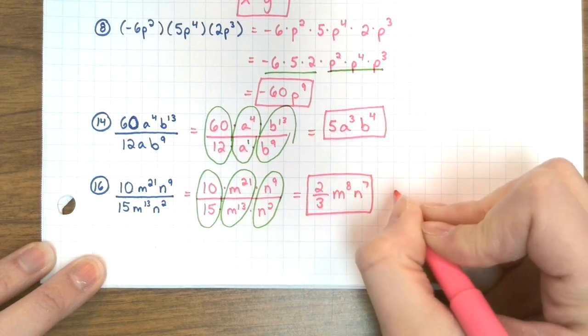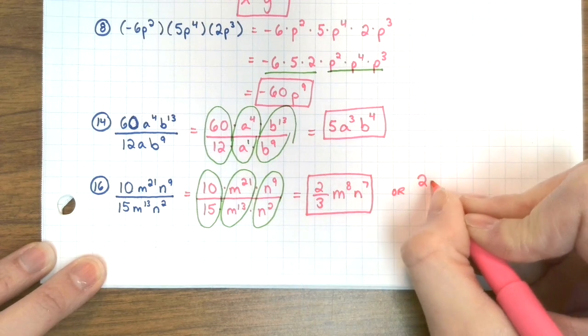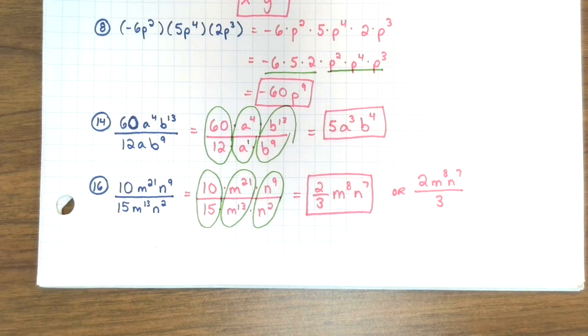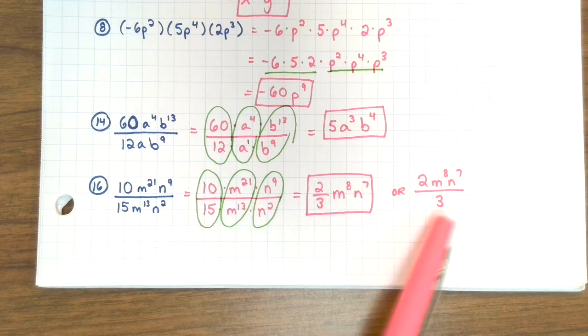You could also write this as 2m to the 8th n to the 7th all over 3. That would be the same exact thing, and that could come up from time to time as you go through these questions, or if you go to check your answers for some of the odd questions in the back of the book, they might write it more like that.